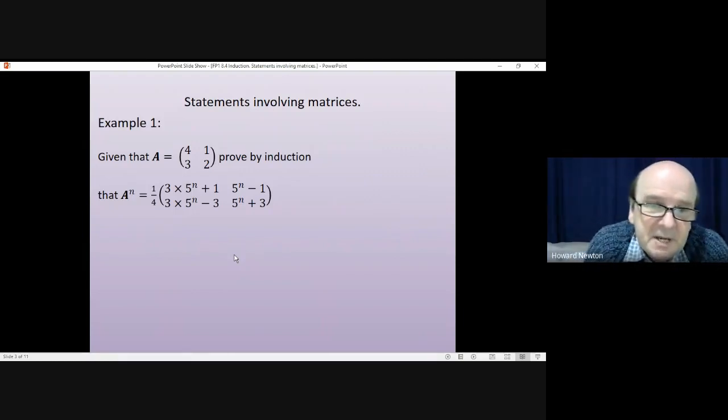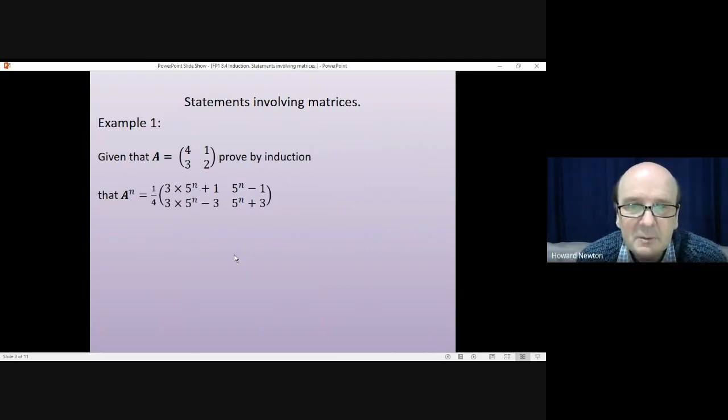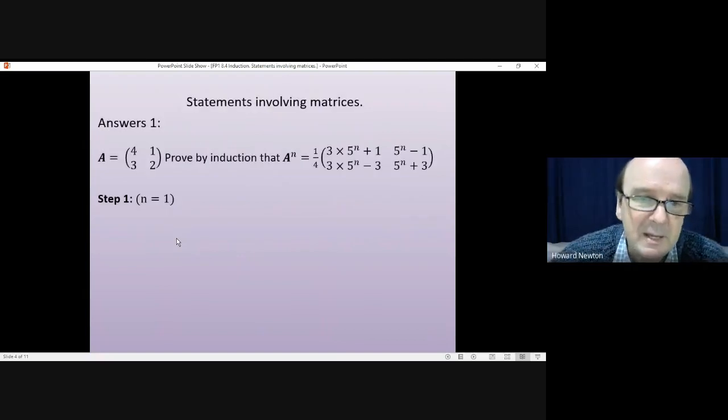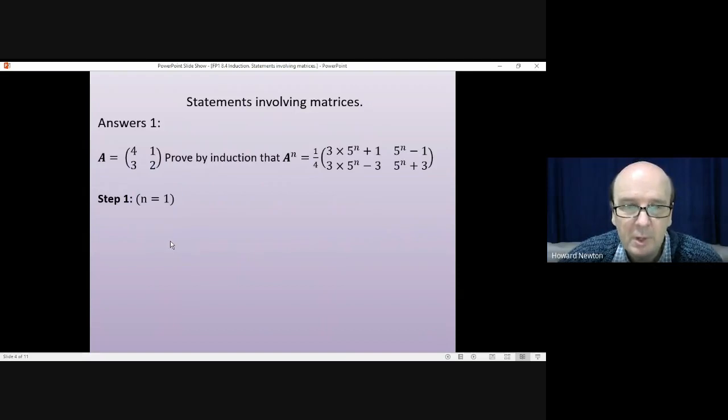So the example says, given that A is equal to (4 1; 3 2), prove by induction that A to the power of n is equal to that expression. So we begin by saying what happens if n equals 1. If n equals 1, then the left-hand side, A to the power of n, will be A to the power of 1. A to the power of 1 is just A.